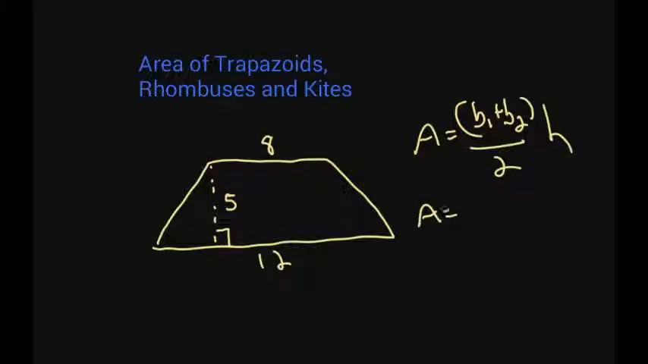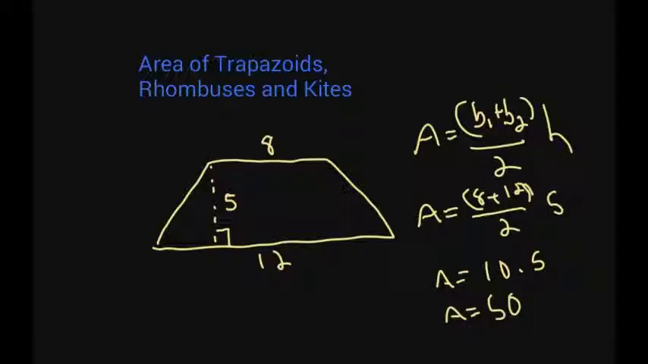So our bases there are 8 and 12, so I can do 8 plus 12 divided by 2 times my height of 5. 8 plus 12 is 20, divided by 2 is 10, so I end up with 10 times 5. So my area equals 50, and let's say this is inches, so 50 inches squared.